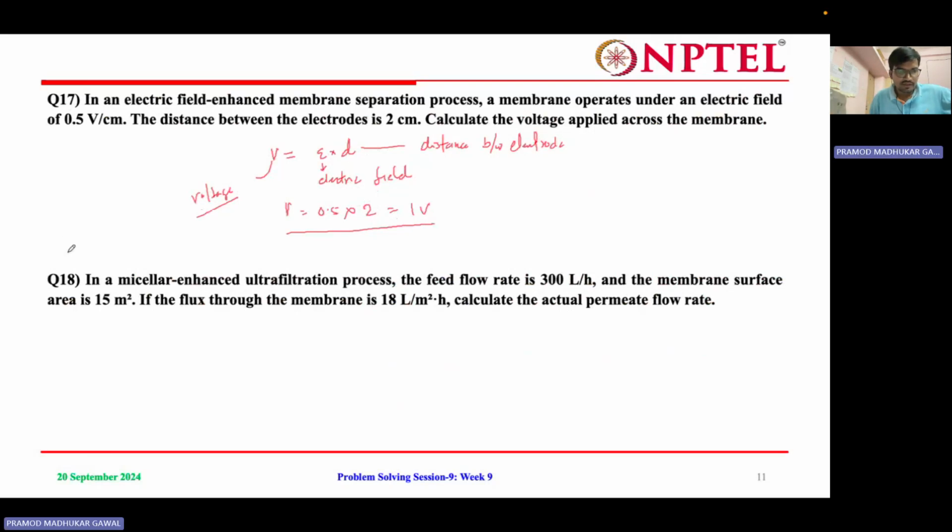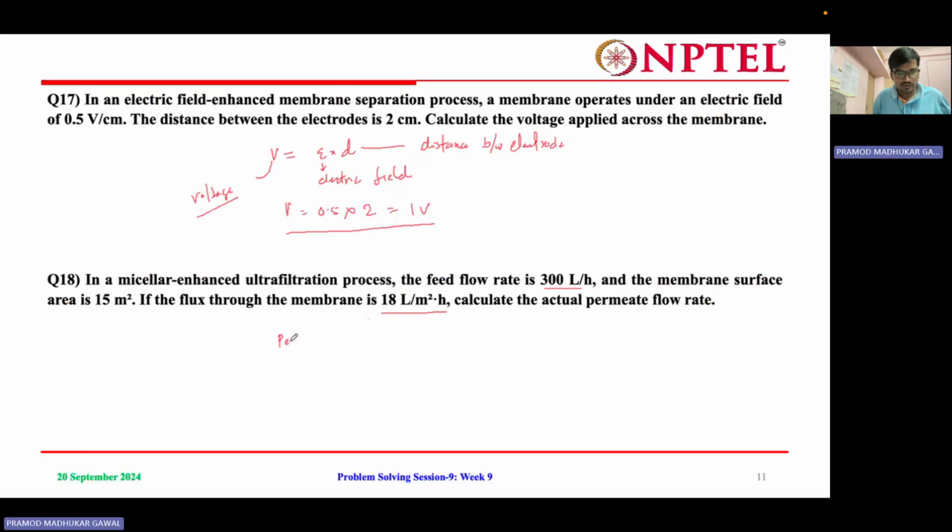Moving to question number 18. In a micellar enhanced ultrafiltration process, the feed flow rate is 300 liter per hour and the membrane surface area is 15 meter square. If the flux through the membrane is 18 liter per meter square per hour, calculate the actual permeate flow rate. Here the flow rate, flux, and area are given. Now we have to calculate the actual permeate flow.